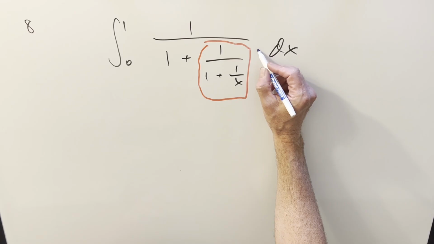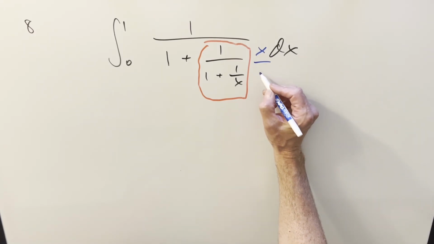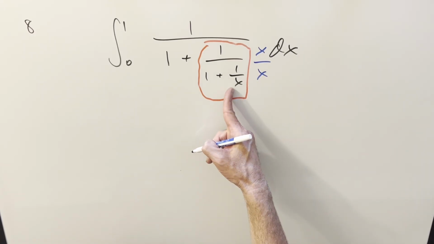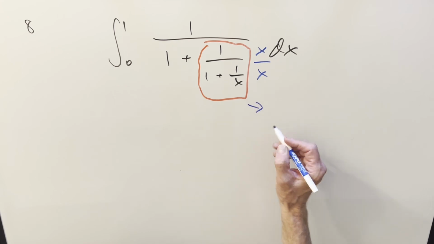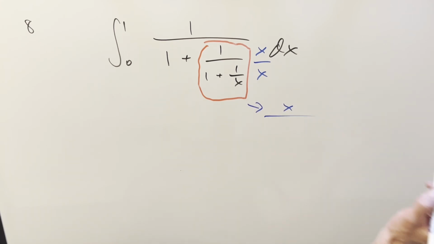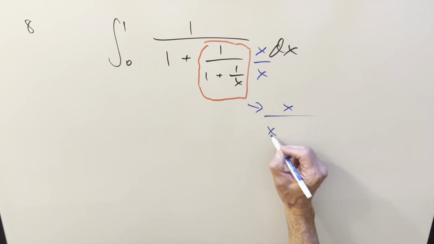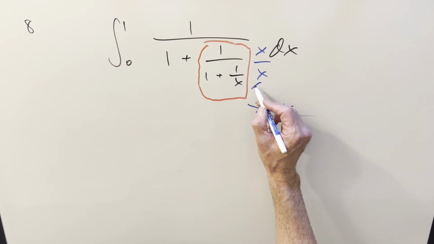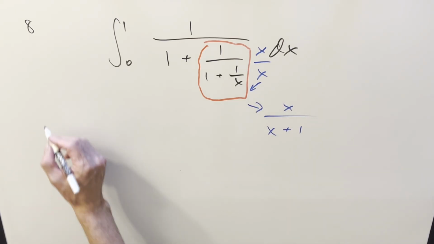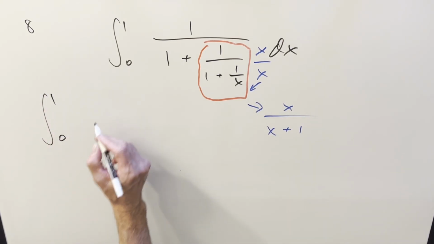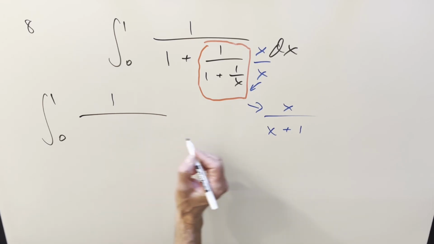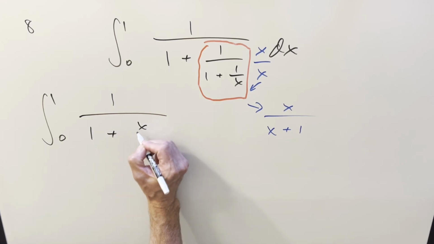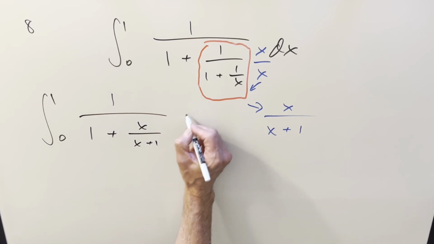So what I can do is, if I multiply in 1, x over x, that's going to clear that out right there. So then this whole thing, when we do it, that's going to become just x over x plus 1, just distributing that in. So now let me rewrite it and see what we have left to do. So now it becomes, let's see, 1 plus x over x plus 1.